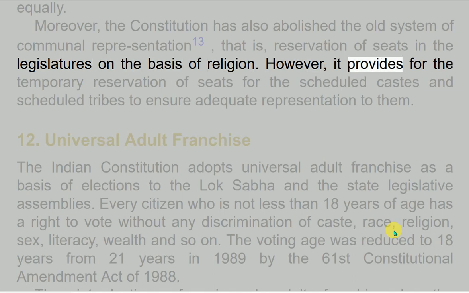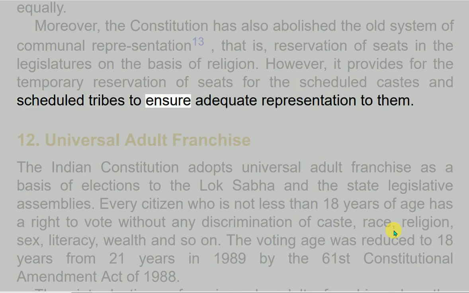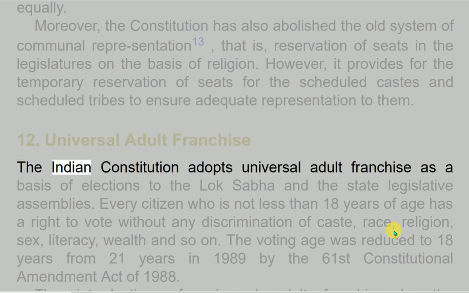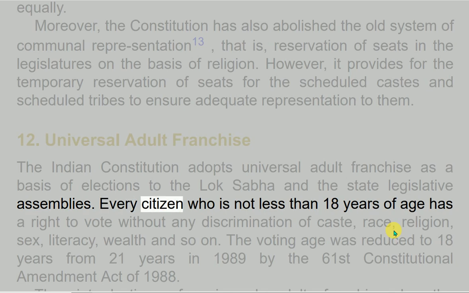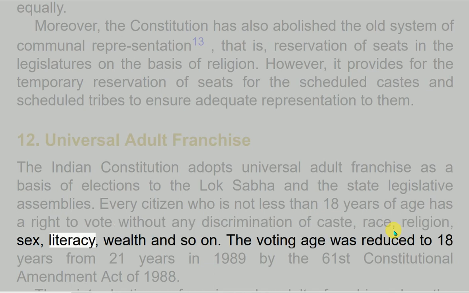However, it provides for the temporary reservation of seats for the scheduled castes and scheduled tribes to ensure adequate representation to them. 12. Universal adult franchise. The Indian Constitution adopts universal adult franchise as a basis of elections to the Lok Sabha and the state legislative assemblies. Every citizen who is not less than 18 years of age has a right to vote without any discrimination of caste, race, religion, sex, literacy, wealth and so on.